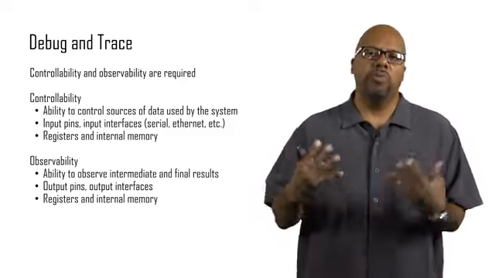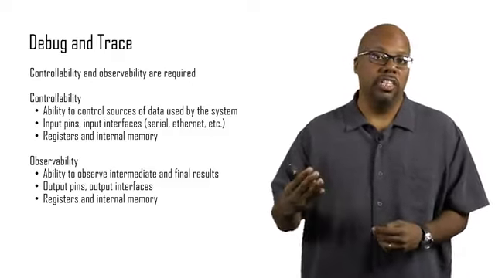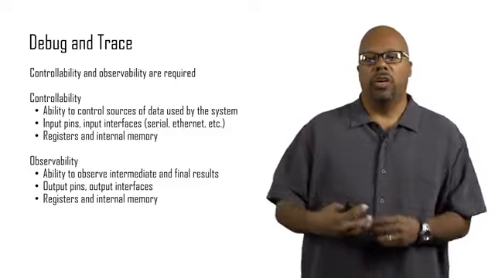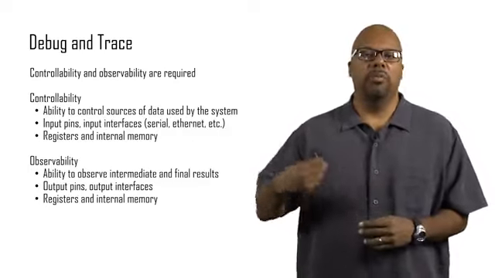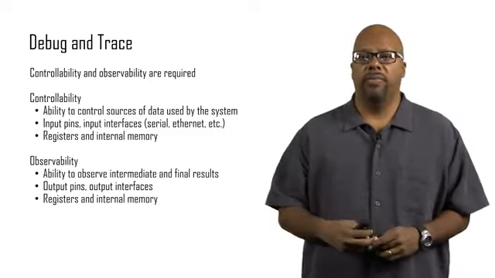So the outputs are something that you would want to observe, and we have ways of observing the outputs. At least if they're slow changing, we can observe them through whatever the devices are, maybe a multimeter, but also whatever the output devices are, whatever the actuators are.